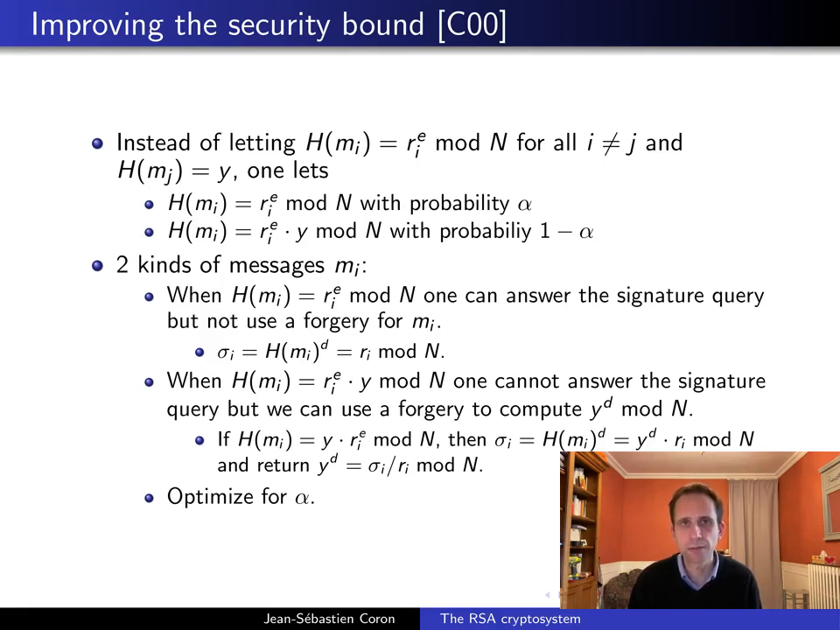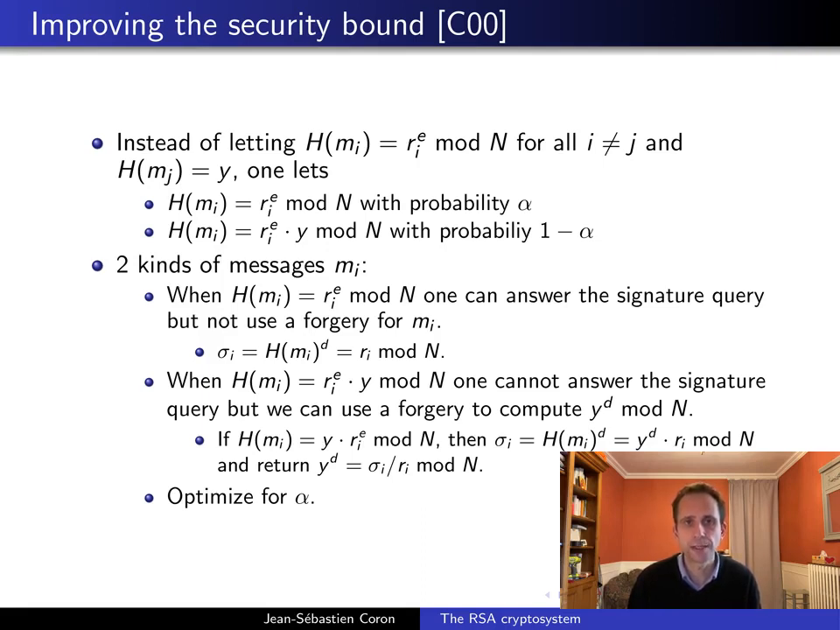When we receive a hash query for a message mi, we let h of mi equal ri to e modulo n, as previously, but only with probability alpha. And otherwise, with probability 1 minus alpha, we let h of mi equal ri to e times y. So we use our challenge y, and we randomize this challenge because the hash values must be uniformly distributed. So we must randomize the hash values.